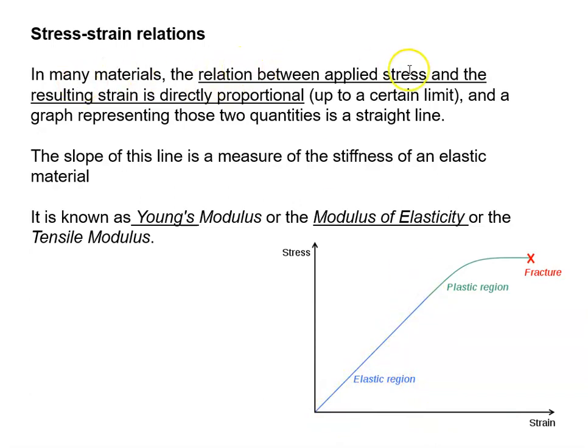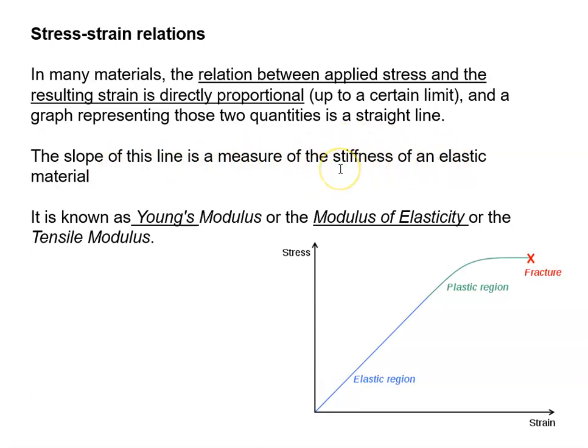And what this is saying is that the relationship between that stress and that strain is proportional up to a limit. And that's why we get a straight line. If it was not proportional, it wouldn't be straight. If it was 6 and 2, and then 10 and 5, and it was jumping all over, this line would not be straight. All right, the slope of this line is a measure of the stiffness of an elastic material.